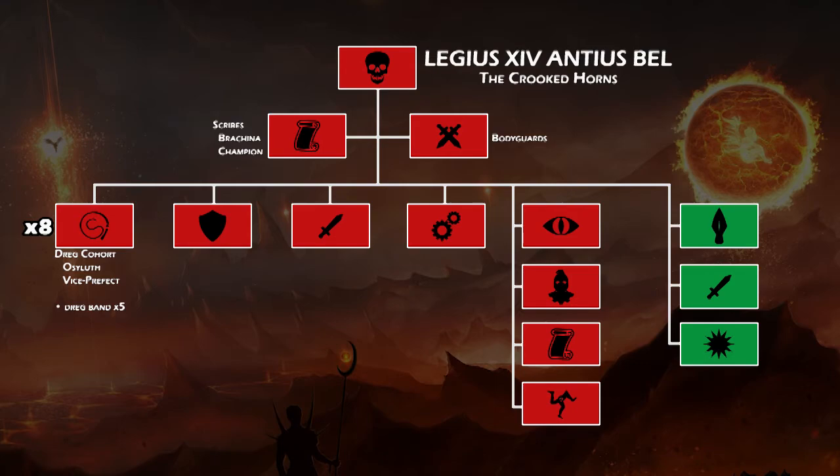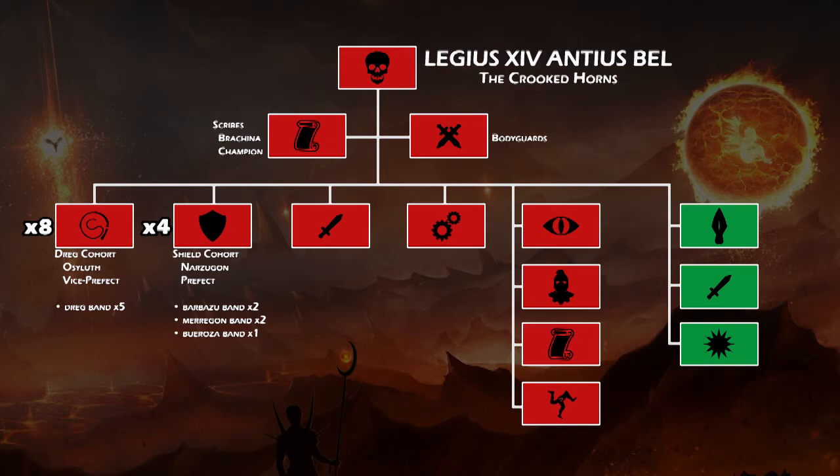After the 8 Dreg cohorts, we have the 4 Shield cohorts, each led by a Narzugan, or Hell Knight, of prefect rank. These cohorts are made up of 2 Barbazu bands, 2 Maragon bands, and 1 Baroza band. Each band is led by an Oceloth Centurion.